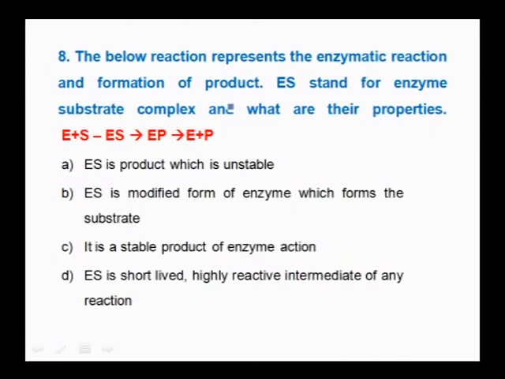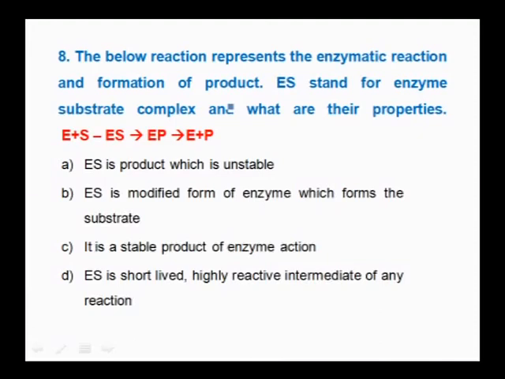Question number 8. Below reaction represents the enzymatic reaction and formation of product. ES here stands for enzyme substrate complex, and what are their properties? So now we are supposed to explain the properties of ES complex. So the reaction is represented there. E is enzyme, S is a substrate, ES is enzyme substrate complex, EP is the temporary association between the enzyme and the final product, and last one, E plus P, indicates the separation of enzyme from the final product.